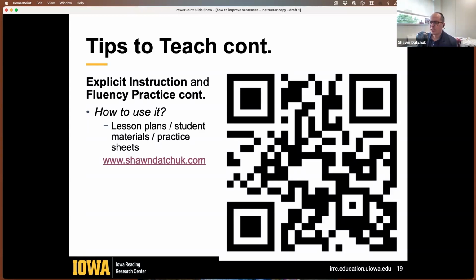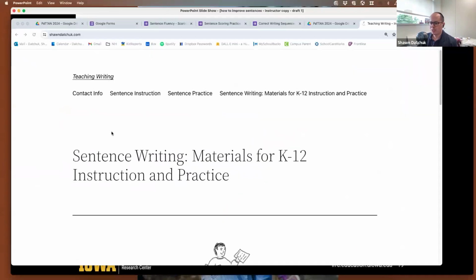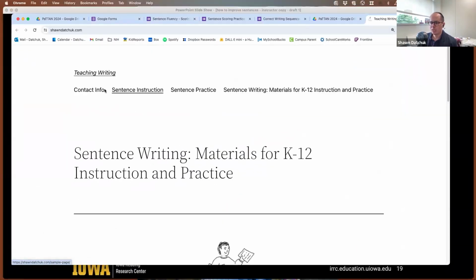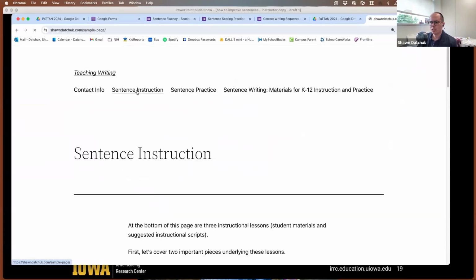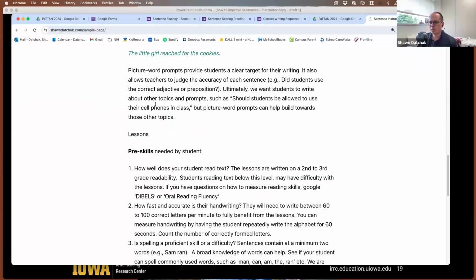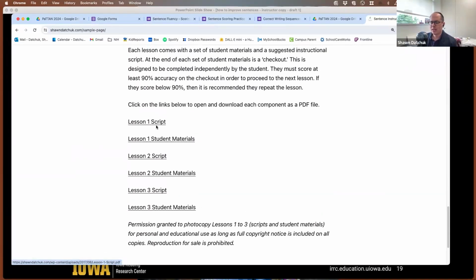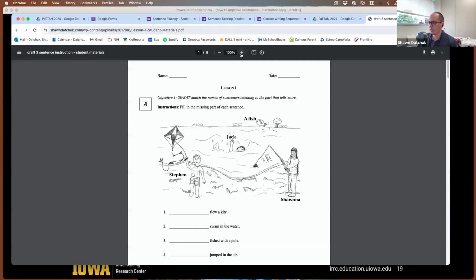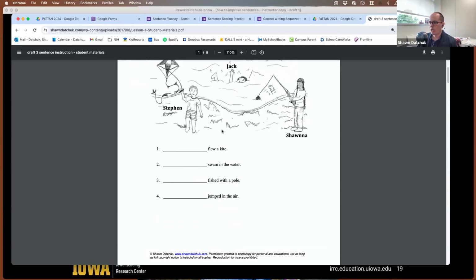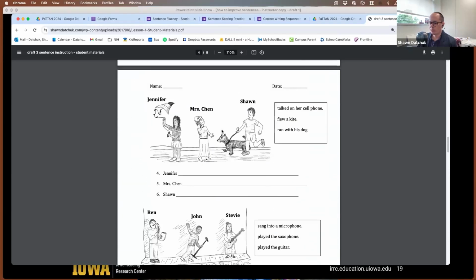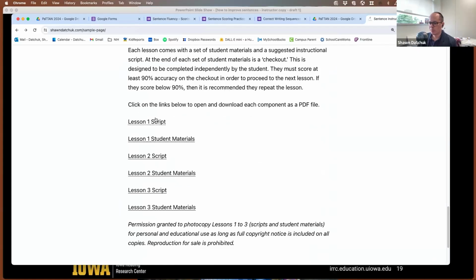If you click on the link in the chat or go there, what you'll see is something that looks like this. It has contact information. This ribbon right up top here might be over to the left, depending on what your screen resolution is like. If you click on sentence instruction and scroll down, there are PDF files that you can download and print right off of your computer. Here's lesson one. Here are different picture word prompts. Sorry to scroll so fast. I don't mean to give anybody motion sickness.